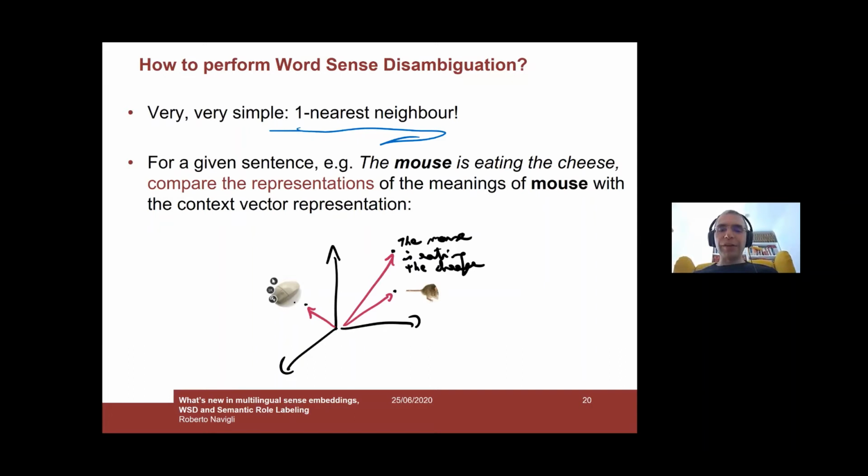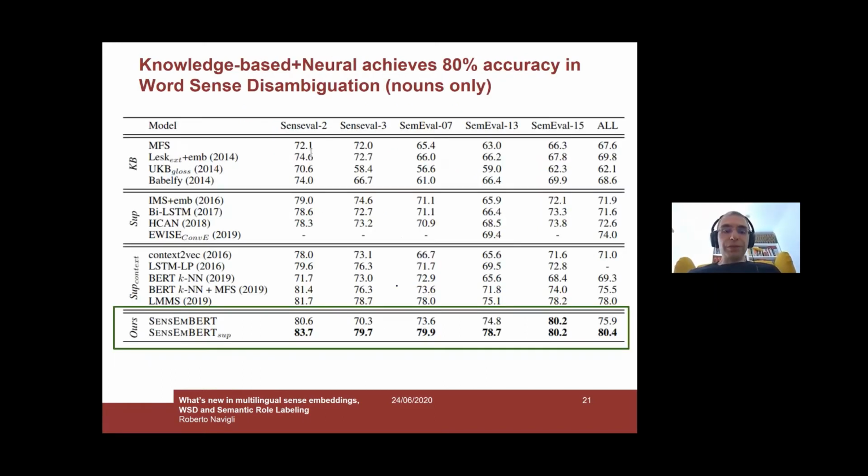So now that I have an embedding for mouse as a computer device and an embedding for the animal meaning of mouse, now I have a sentence, the mouse is eating the cheese, and I'm interested in disambiguating mouse. I just see how distant this vector representation from BERT is from the two sense embeddings, or let's say contextualized sense embeddings of the two meanings of mouse. This looks very simple, but results are surprisingly high.